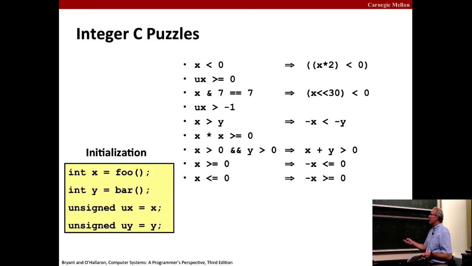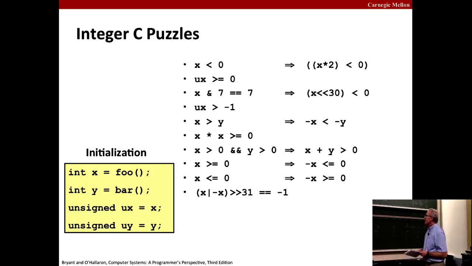The point being that any positive number can be represented as negative, but there's one negative number that can't be represented as positive. And so that asymmetry is why you get different answers to these.